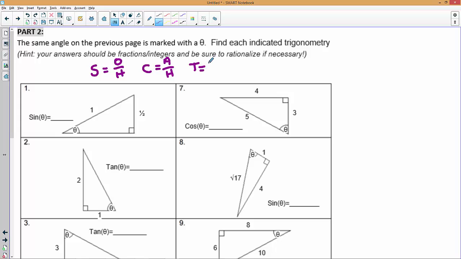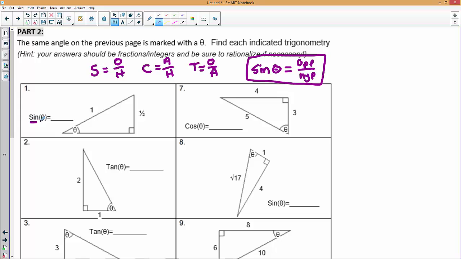And TOA is opposite over adjacent, right? Really, it should be written like this. Sine of some angle, theta, or x, you could put x there too, is equal to the opposite leg over the hypotenuse, right? Okay, but you get the idea. You have these in your notes already, I know, so make sure you keep them handy.